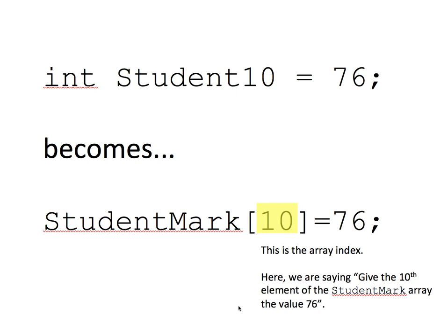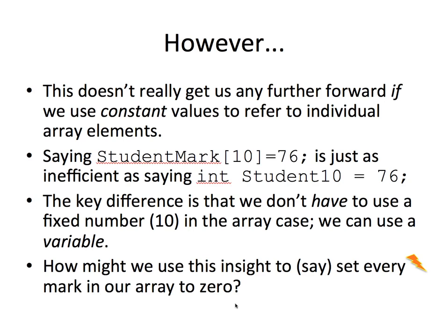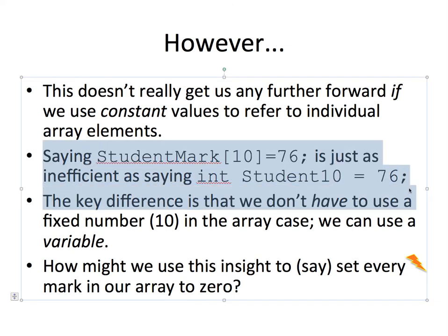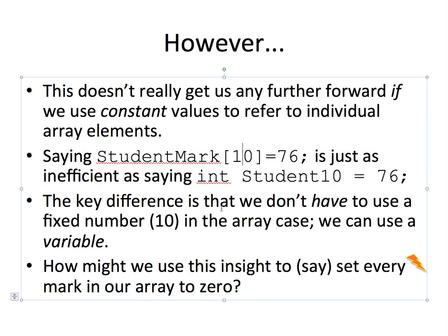the value 76. But obviously, as we just mentioned, using hard-coded values for the index isn't much good, because the key thing is that we don't have to use fixed numbers. We can use the value of a variable. So in fact, it's not actually any different if we say this here. It's just as inefficient, really. So we have to have some way of having a variable to access each element of the array.